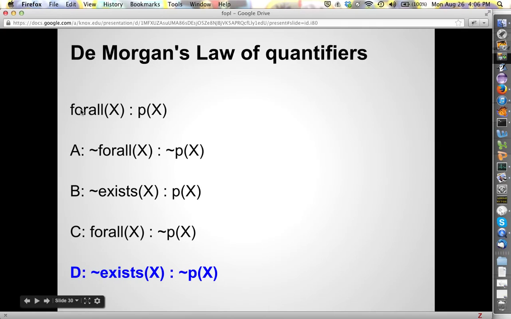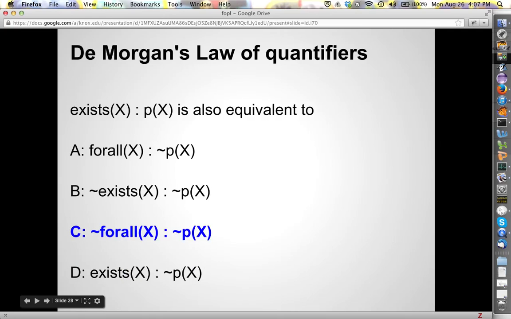So if we know that for every possible x, p of x is true, well, we know it's not the case that there exists some x such that it's not the case that p of x is true. In other words, for all x's, p of x is true, so there can't possibly be some x where not p of x. Just like over here, going back a couple slides, if we know that there exists an x such that p of x, well, it can't possibly be the case that for every x, not p of x is true.